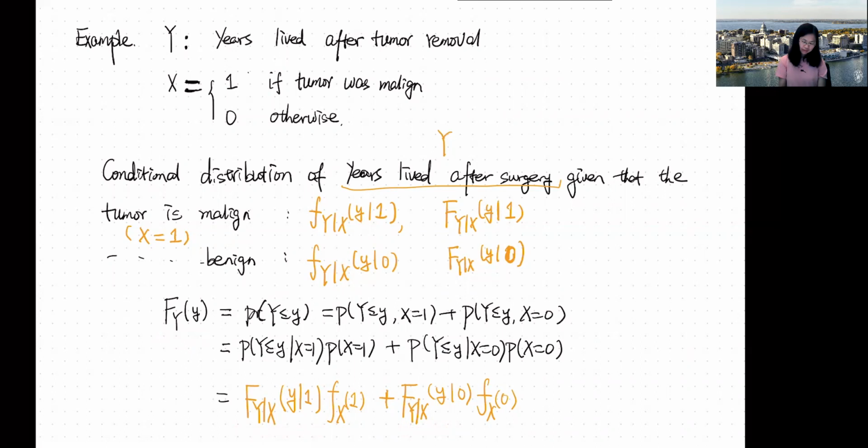And in fact, if you take a first derivative with respect to y on both sides, you find that the unconditional PDF and the conditional PDFs are also related in the same way. So the unconditional distribution is a weighted average of the conditional distributions. In the discrete case, this weighted average is expressed in terms of summation.